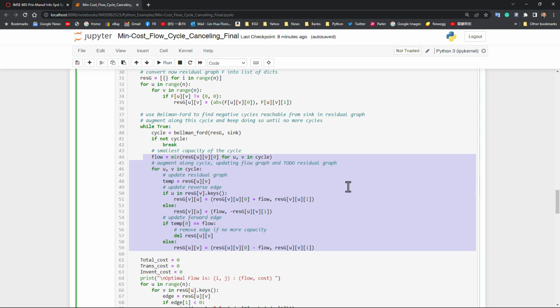We did a manual demo on a small example, which is also presented in today's notebook. We find out how much flow we can send down, which is the minimum amount allowed on the cycle. Then we update this amount of flow on each of the reverse arcs and the forward arcs. Okay.